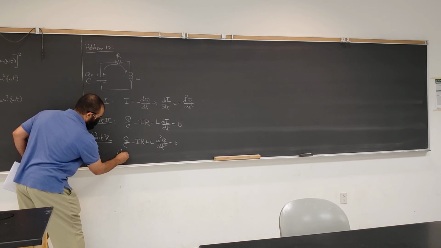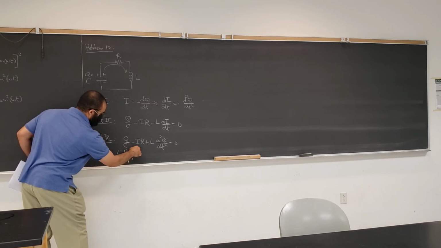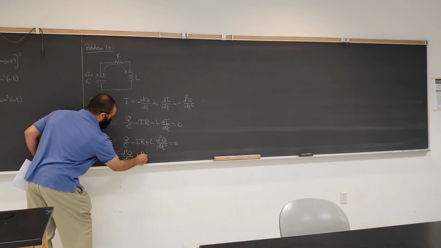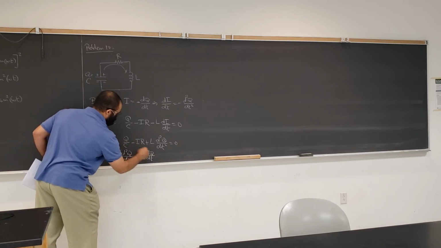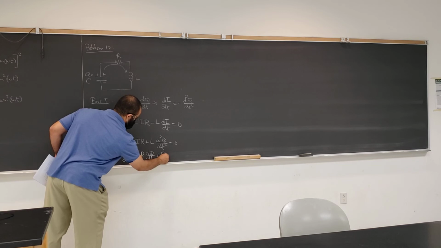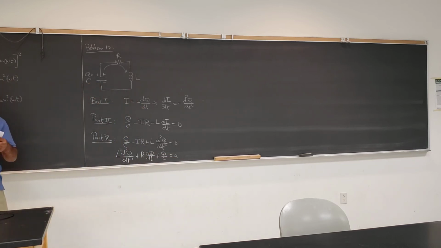Let me write it as L, second derivative of Q with respect to time, and then here it becomes plus R times dq dt, and then you got Q over C. I think I have it right now. So which one is the correct answer? D, right? D. Okay, good.